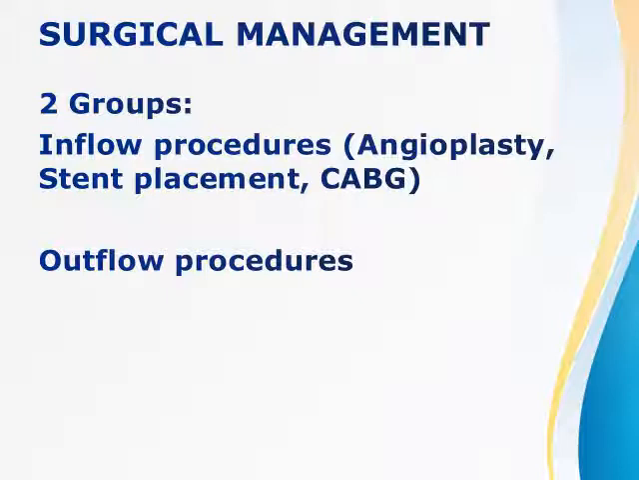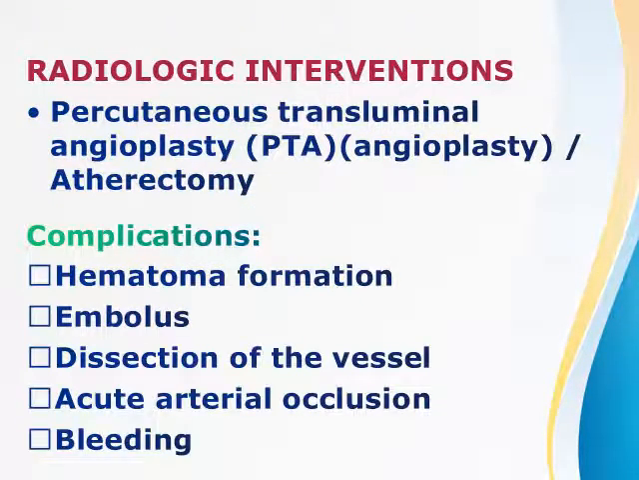Now, outflow procedures. Outflow procedures provide blood supply to the vessels below the femoral artery. That's why it's referred to as outflow procedures, because it's going out from the heart. Examples of radiologic procedures that can be done for your atherosclerosis are PTCA, or your percutaneous transluminal coronary angioplasty, or simply angioplasty or atherectomy.